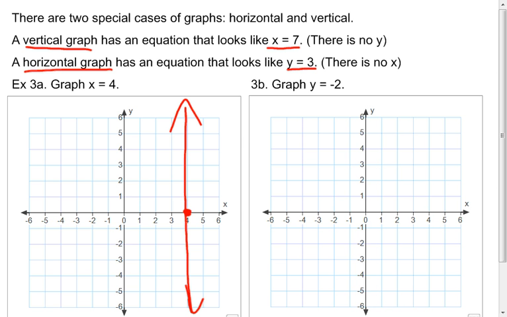For part B, where is y equal to -2? Down here. I'm not going to put a line up and down because the y-axis is already there. So I'm going to go side to side like that. Horizontal line, vertical lines. If there's only one variable, it's going to be either horizontal or vertical.